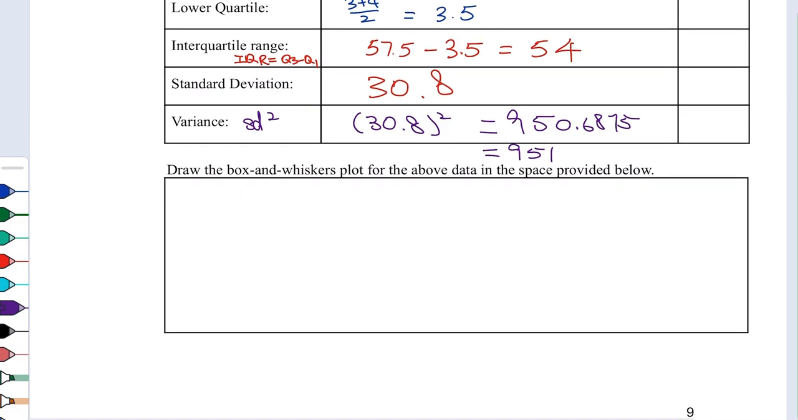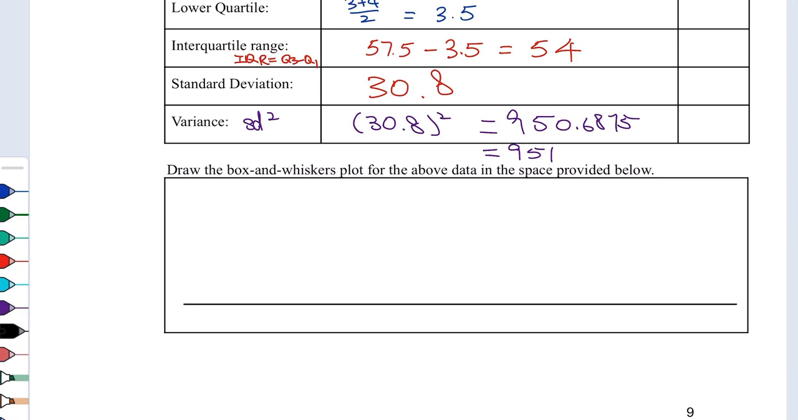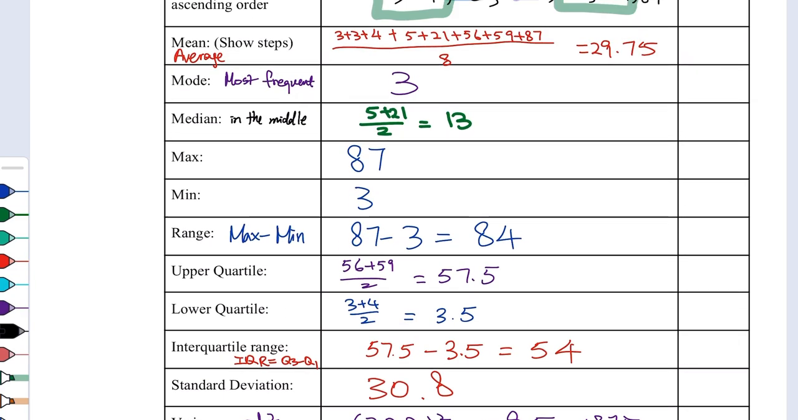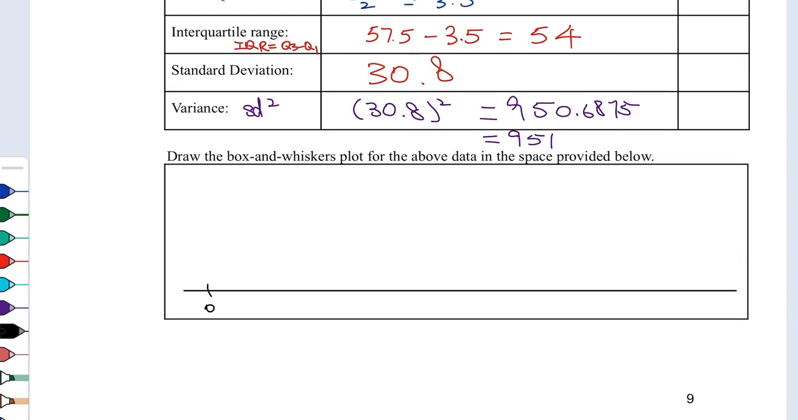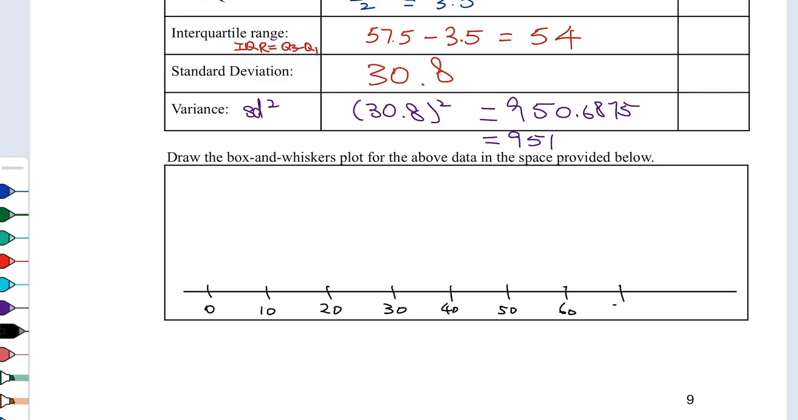How do we do that? The first thing you have to do is the labelings. Start from 0. And then because the smallest is 3, the largest is 87, let's do each of them as 10. So 10, 50. You can draw a little smaller. Okay, until 90 is enough.